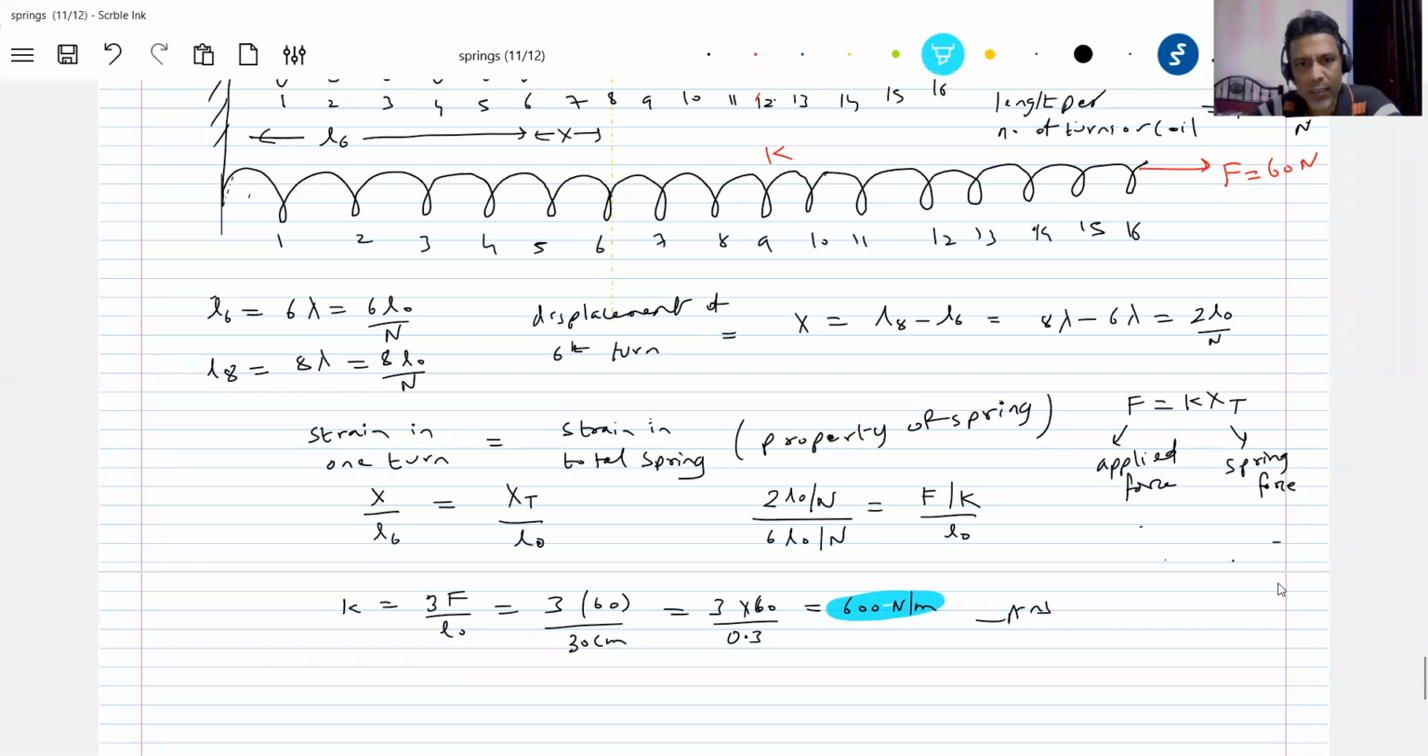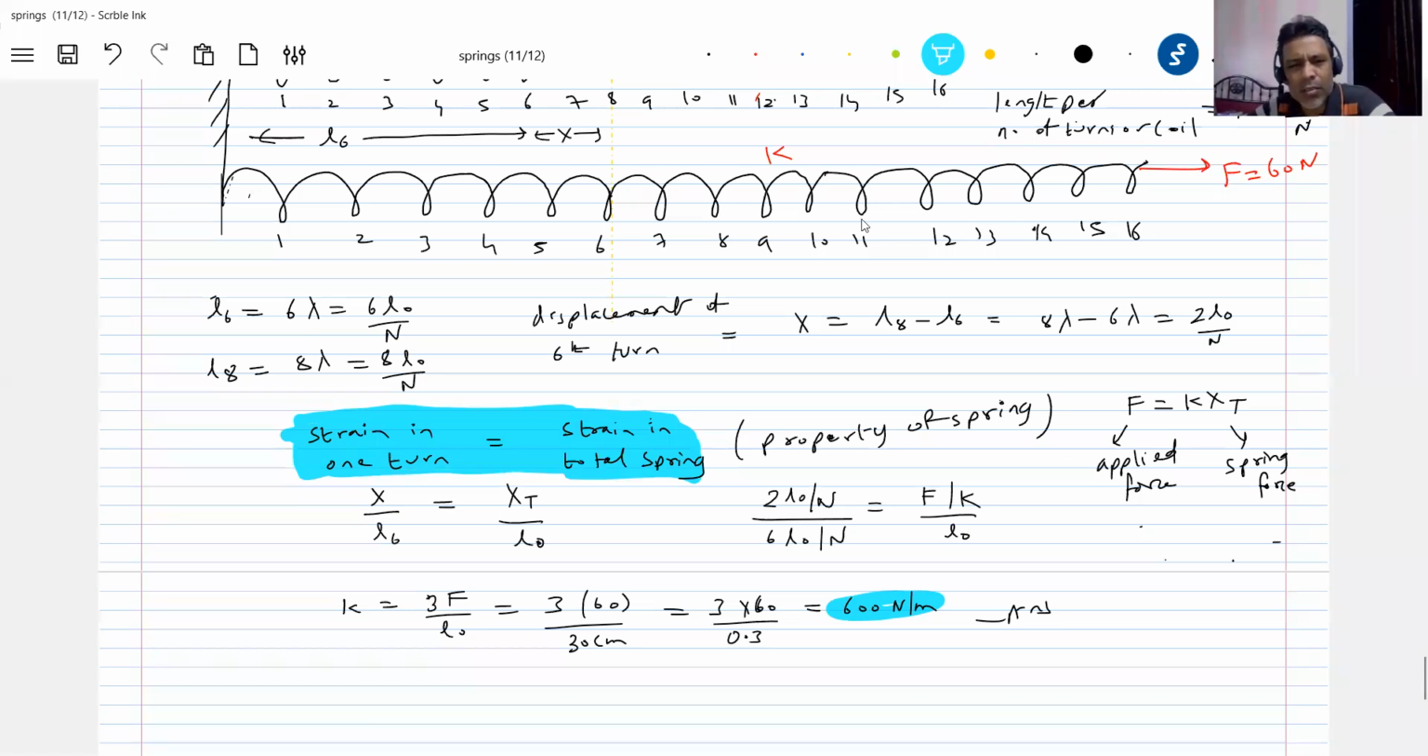Of all this, this is the property of spring which you should remember, really going to help you a lot. The strain in one turn is equal to the strain in the total spring, or the strain in one part of the spring is equal to the strain in the other part of the spring. This is one basic property of the spring itself. So he has put this information in the question. I don't know, it is very badly missing in our books, and the teacher also never bothered to stress anything.